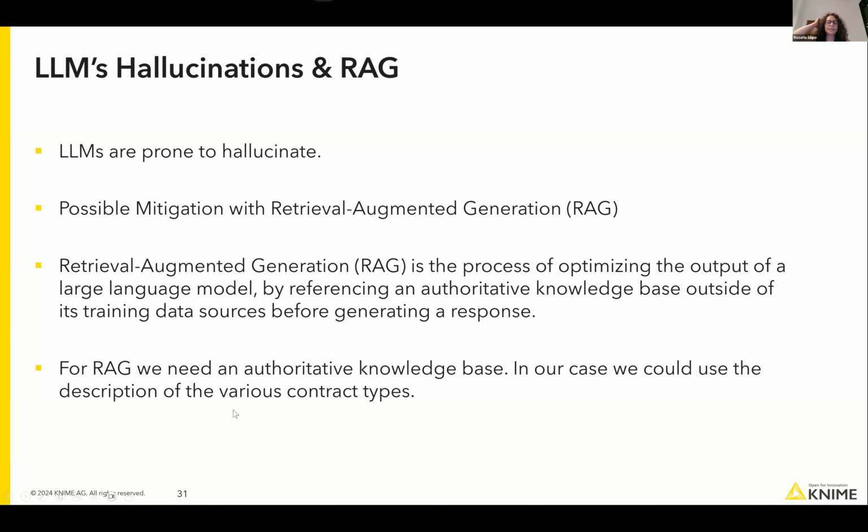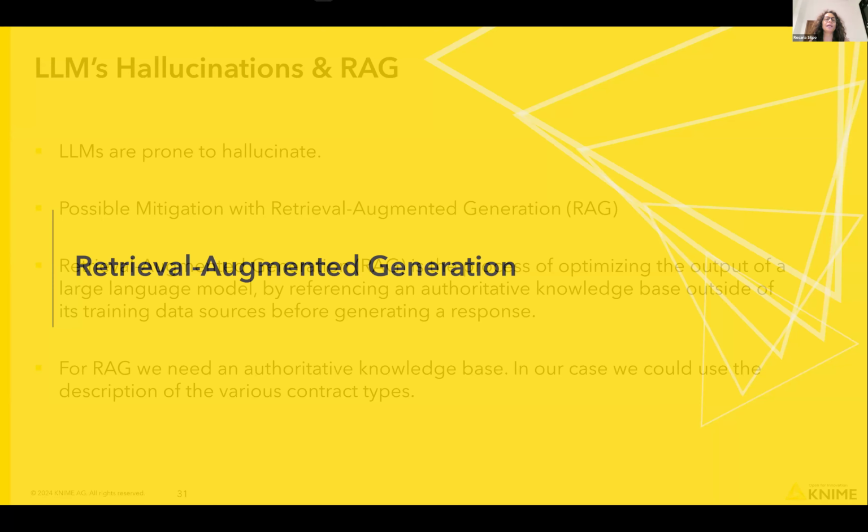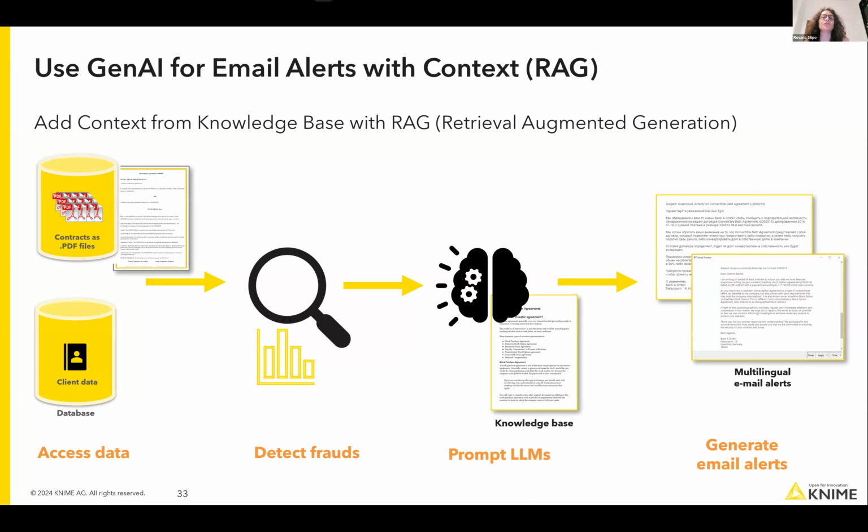So in our case, do we have an authoritative knowledge base? We had the descriptions of the various contract types. Those were contracts about investment funds. So we had all the descriptions about the investment funds that people could apply for. So we decided to use these descriptions as our knowledge base. So let's see how the retrieval augmented generation process is implemented.